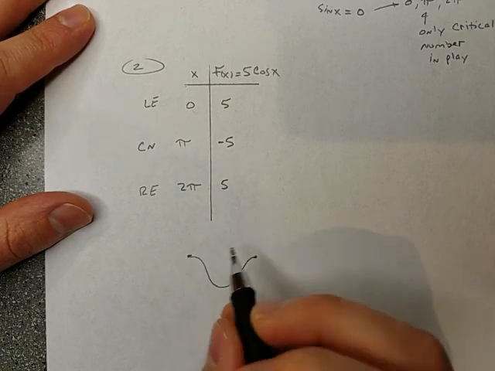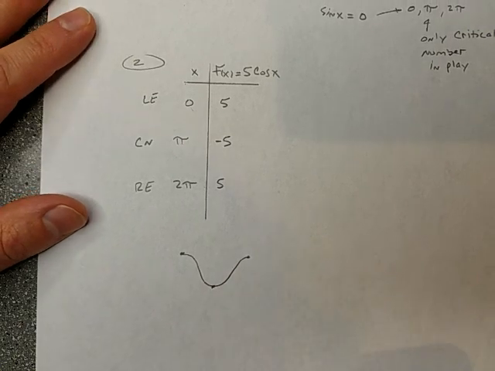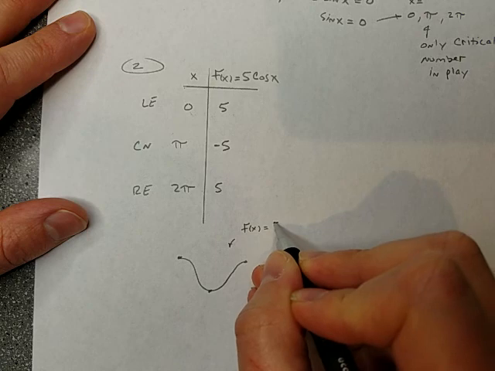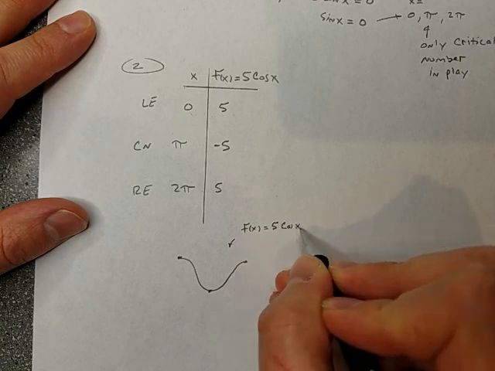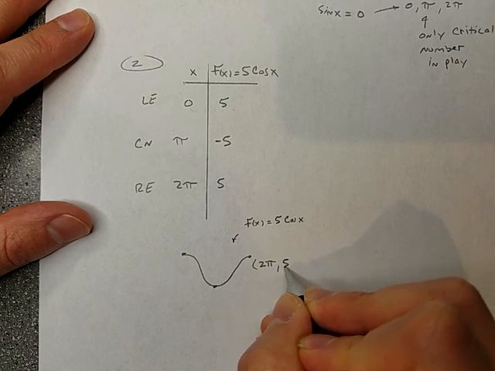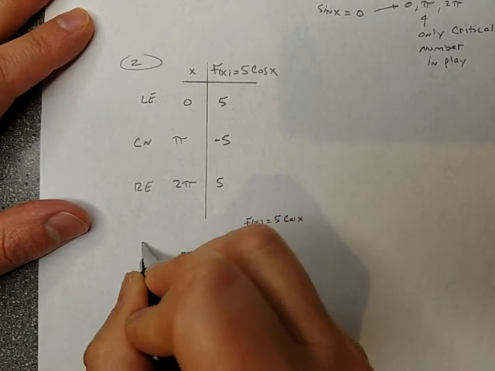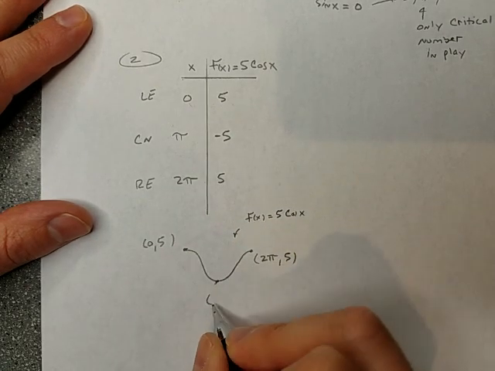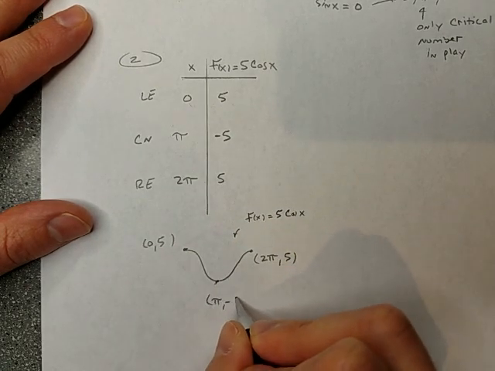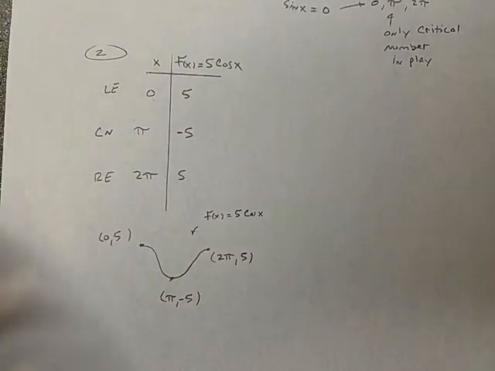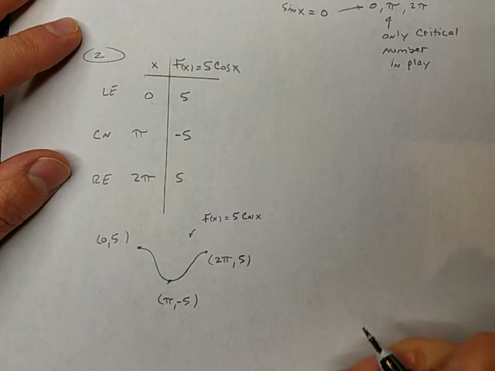Okay, here's our curve on our window right here. So there is the curve. f of x is 5 cosine x. This point, 2 pi for x, 5 for y. This point, 0 for x, 5 for y. This point, pi for x, -5 for y. That's what it looks like, okay? And that gives us our answer.